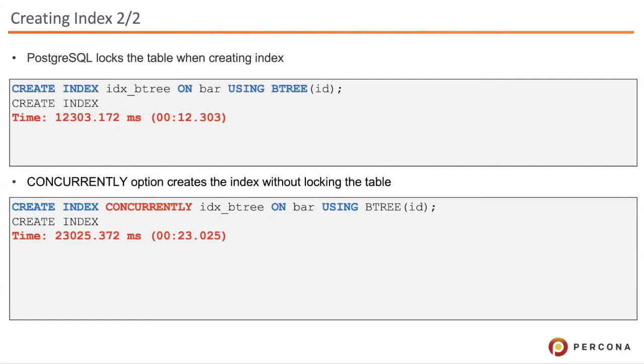The one problem here, not a problem, is that concurrently will not lock your table, but it will take more time to create the index. So if you don't want to lock your table, please use concurrently, but make sure that it will take more time to create the index. If you don't use concurrently, it will lock your table, but it will create the index quickly. So it's up to you. You have both the options. In this case, the time is almost double, more than double.